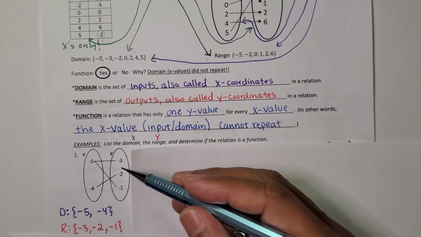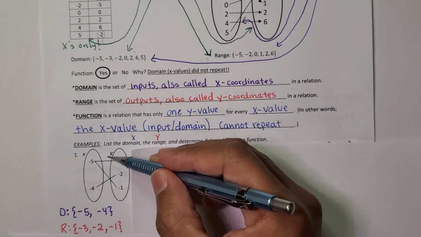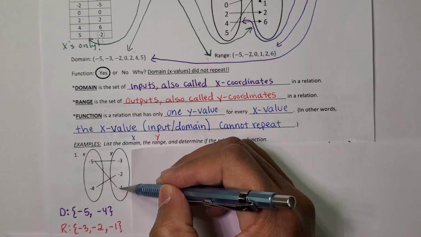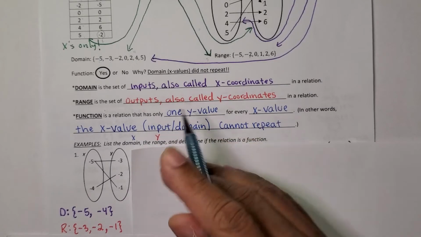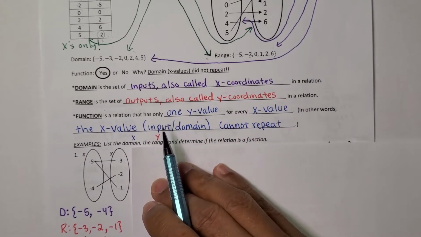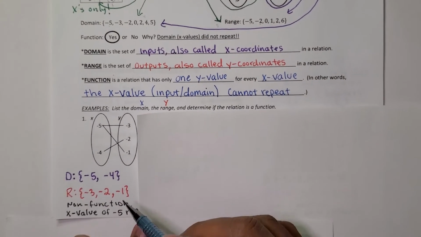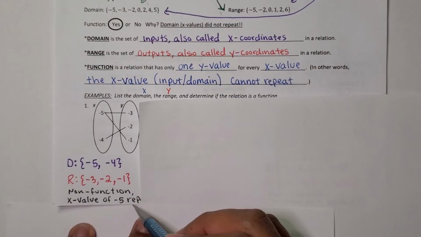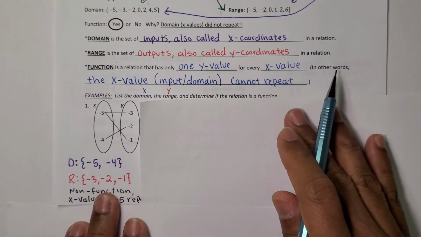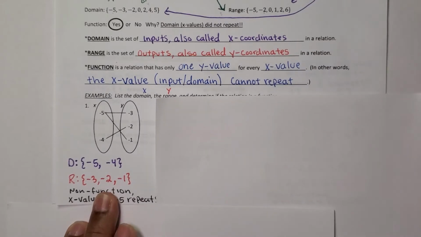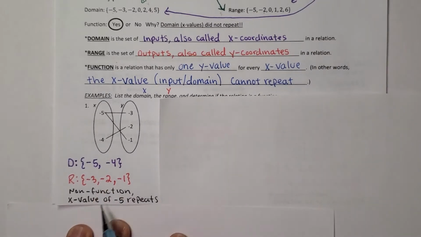Now, the question is, is this relation a function? As you can see, -5 goes to -1, and it also goes to -3. So that means that this does not represent a function. Why? Because the -5 repeats, okay? And I'll show you that in a moment. So non-function because the X value of -5 repeats. So let's go on to the next example.